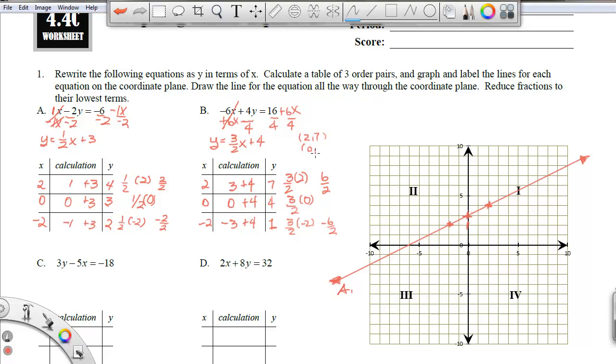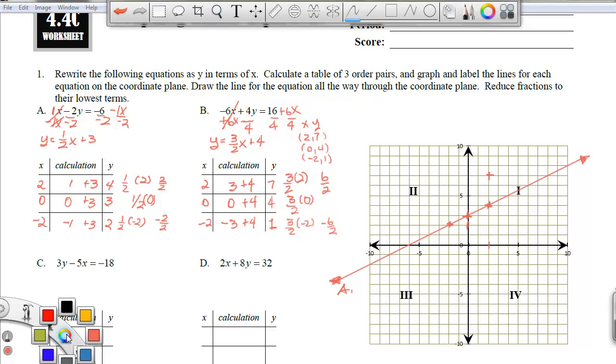I've got 0 and 4. And I have a negative 2 and 1. So remember, the first one's the x, the second one's the y, so don't get your ordered pairs confused. We always start counting from the origin. Then I'm going to count over 2 and then up 7. So there's my first point.